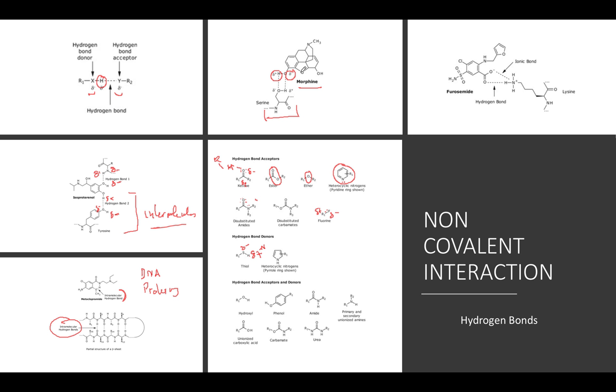Okay, so I'm spending a little too much time on this slide here. Let me speed up quickly. And so these will give you the list of the hydrogen bond acceptors and donors. So these ones are only acceptors. They don't have any hydrogens to give. These ones are donors. They have a hydrogen here to give. And these ones are acceptors and donors. So they can accept and they can also donate a hydrogen bond.